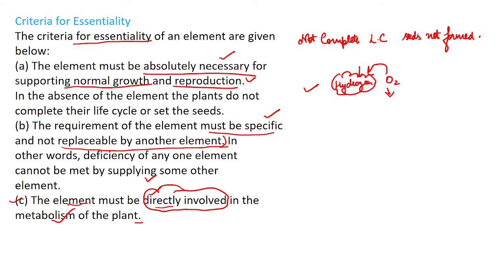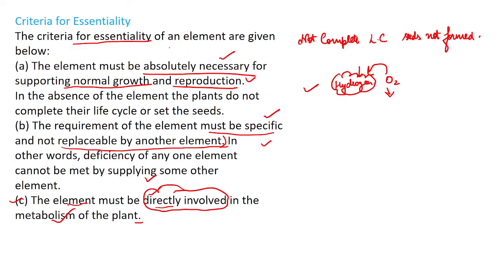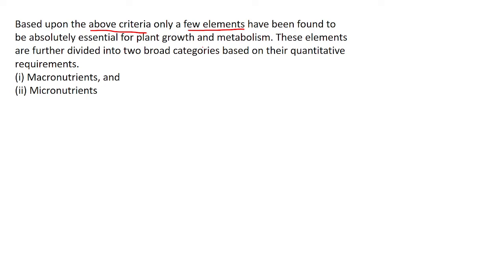So on this basis, we can classify that this is the mineral which is needed in the plant, or it is helping in the growth and reproduction, and the deficiency of that particular element cannot be overcome by any other element, or it is directly involved in the metabolism of the plant. So based upon the above criteria, only a few elements, out of the 105 mentioned in the NCERT, have been found. We can see only a few are needed for the plant. They are absolutely essential for plant growth and metabolism. And these elements are further divided into two broad categories, macro and micronutrients.